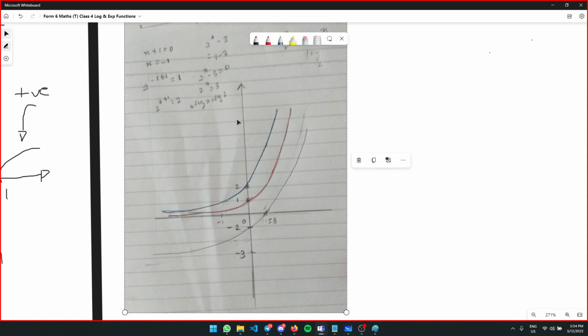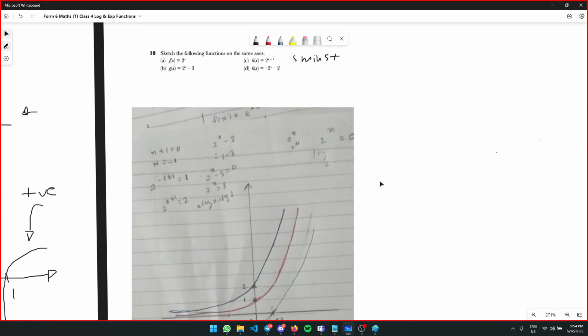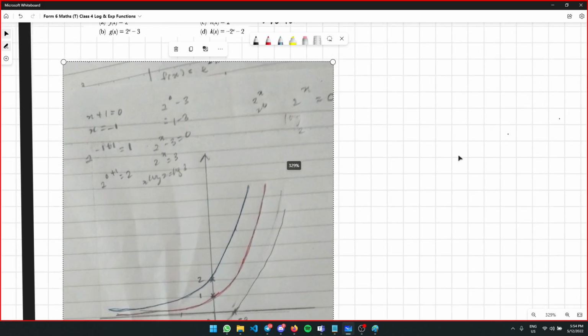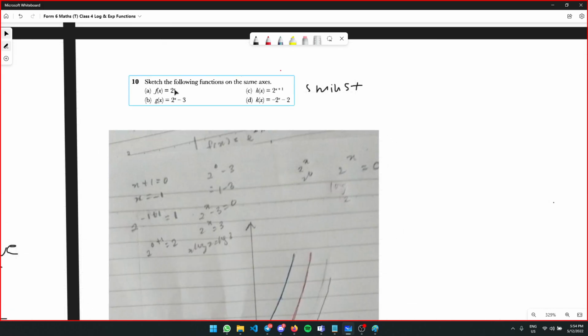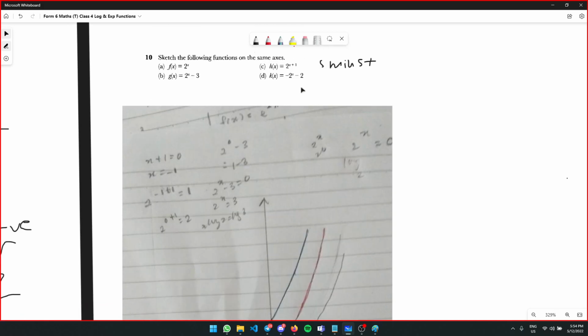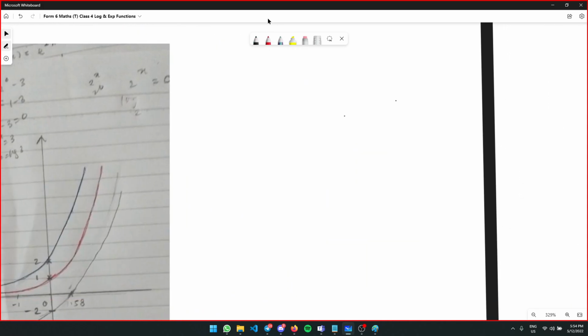So how many do we have here? We have 4. We have 2x, 2x minus 3, 2x plus 1 and negative 2x minus 2. I think you didn't manage to do negative 2x minus 2, this one. Okay, so this is roughly how the graph should look like. I'll use different colors.